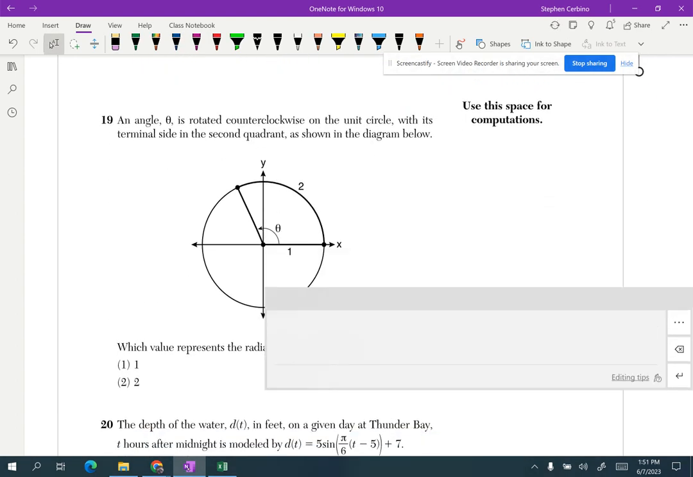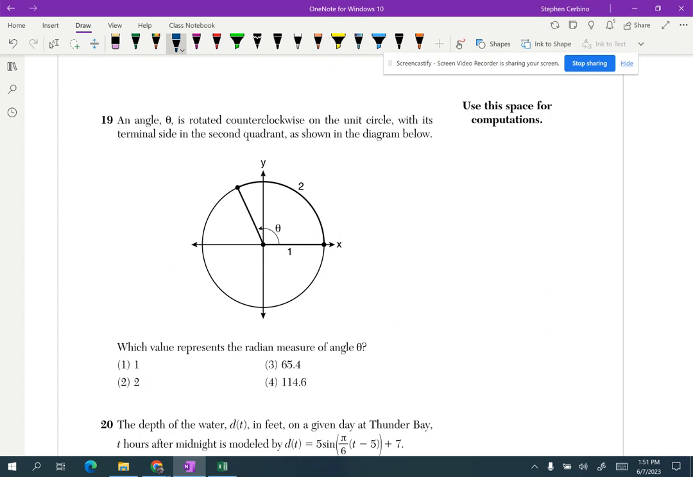Next one talks about radians. It says which value could represent the angle of theta, and it is in quadrant 2. So I know it's somewhere between 90 degrees and 180 degrees, but it's a radian measurement. So we have to start thinking about which one of these could be a radian measurement in that quadrant.